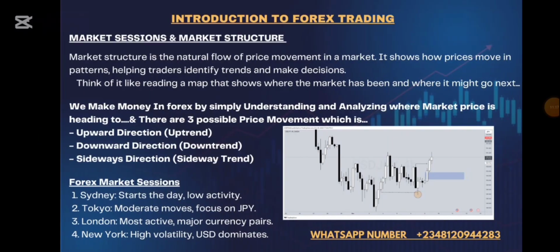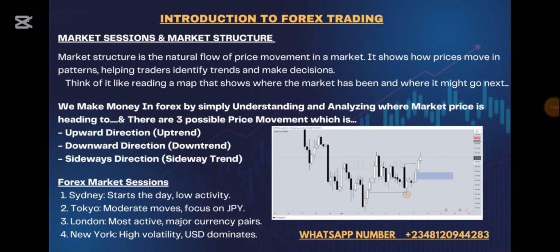You understand? So market structure is the natural flow of price movements in a market. It shows how price moves in patterns, helping traders to identify trends and make decisions. Now, if you're just hearing trend for the first time, I'll explain it to you. So think of it like reading a map that shows you where the market has been and where it might go next. So market structure helps us to understand where the market will go next.